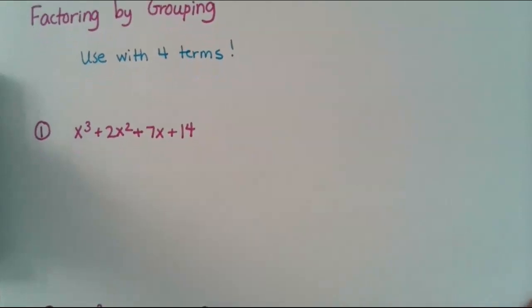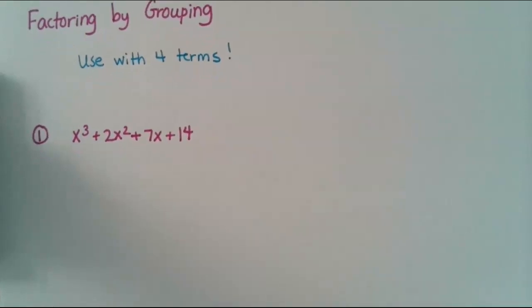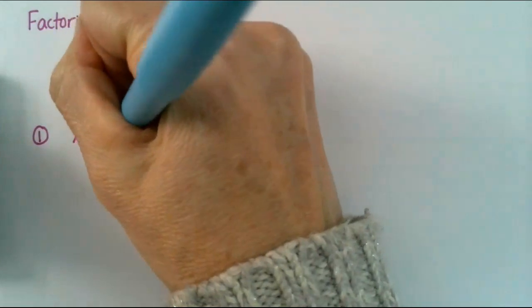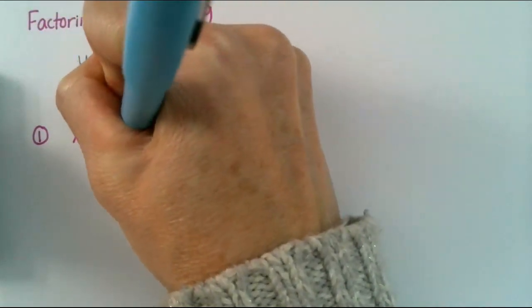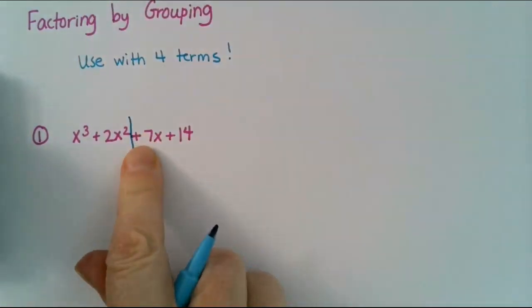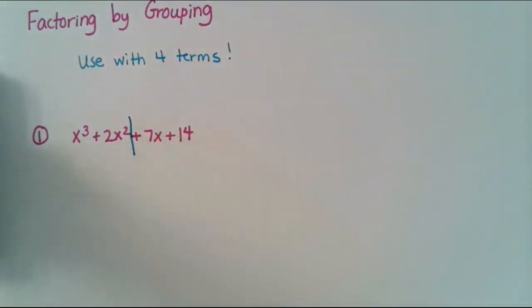So for example, here in number 1, we've got x cubed plus 2x squared plus 7x plus 14. 4 terms, and here is what I'm going to do with them. I'm going to split these into 2 groups. I'm going to draw a line after my second term before the operation sign. And I am going to do a little game called I ignore part of the problem.